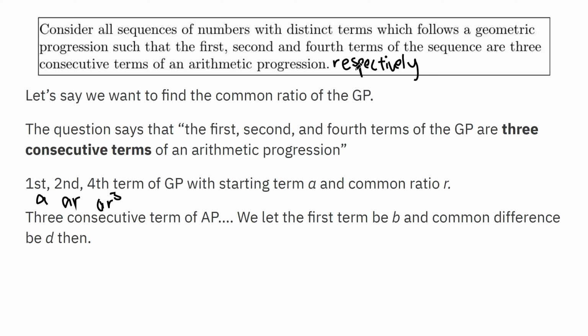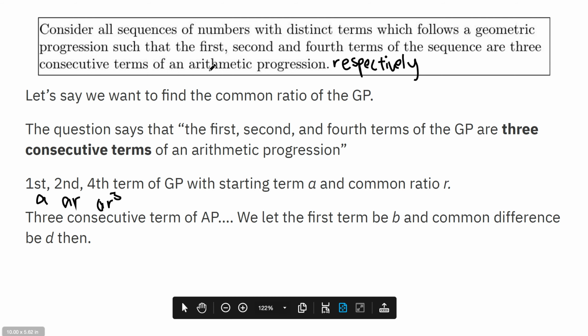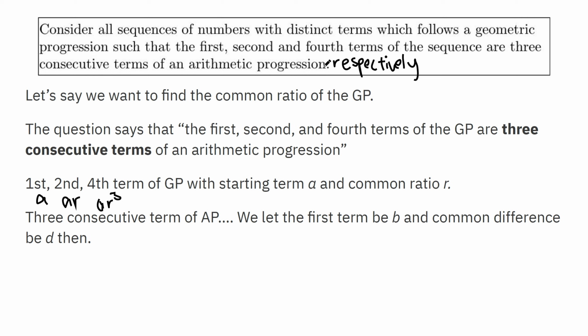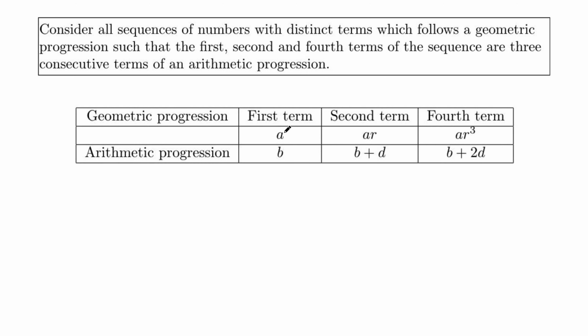The question says that the first, second, and fourth terms of the GP are three consecutive terms of an AP. So we can let the starting term be A and the common ratio be R. For the AP, we can let the first term be B and the common difference be D. But do realize that this first term of the arithmetic progression doesn't have to be its first term. It can be somewhere in the middle, as long as it's part of the arithmetic progression and they form three consecutive terms.